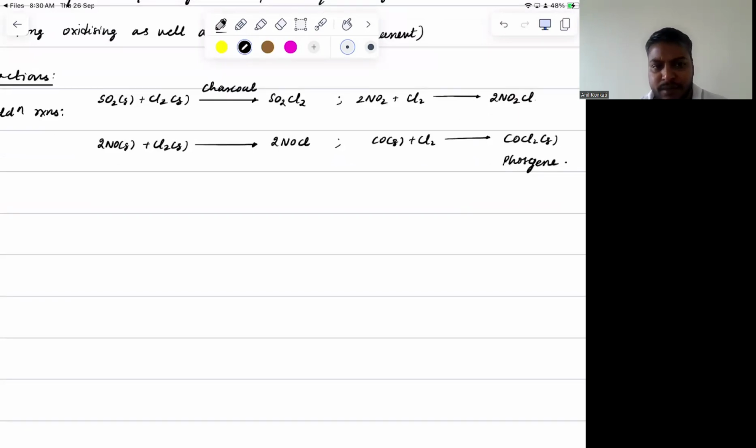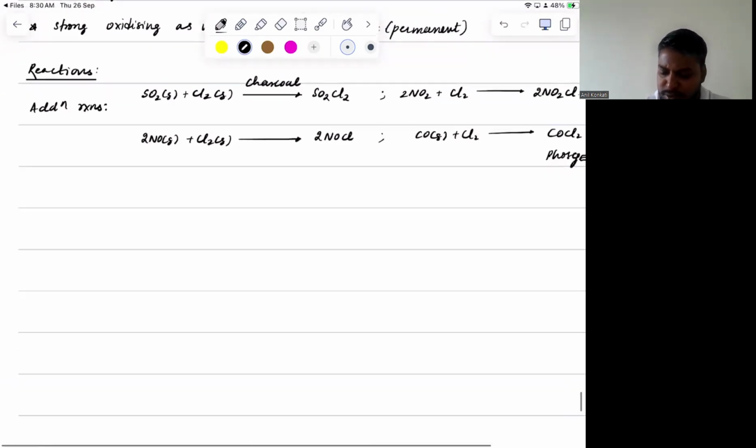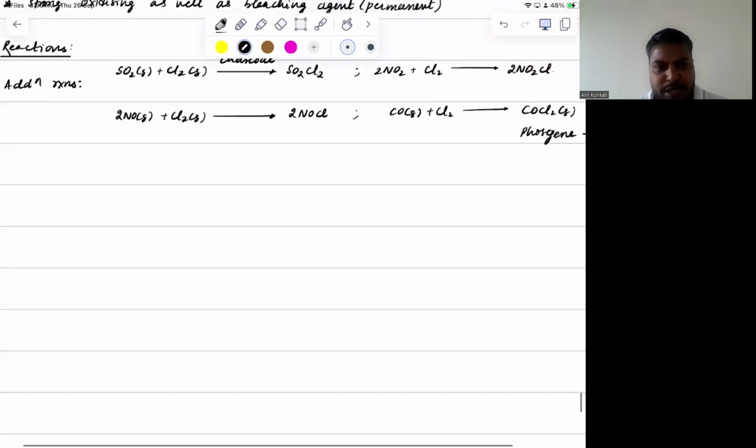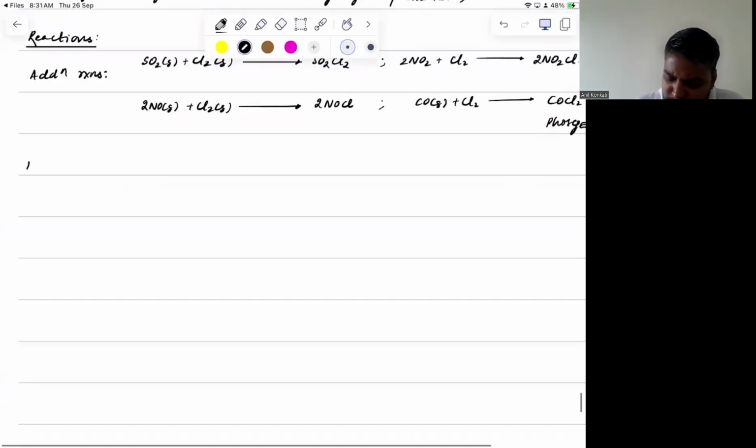Apart from it, how does it act like an oxidizing agent? Let us see. Whatever the compound that has been formed, we can also see that it will either be an oxidizing agent or a reducing agent, depending upon the situation. General reactions here.